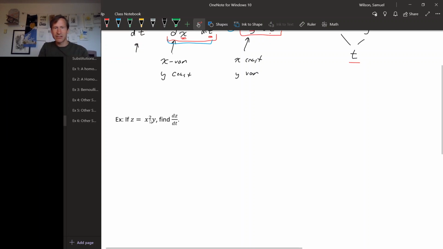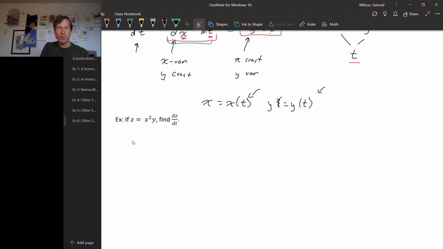So z is x squared times y, and let's find dz/dt. So it's sort of implicit in this that x is really some function of t, and y is also some function of t. So when we ultimately get derivatives of x and y with respect to t, we'll just leave them because we don't know what these functions are.